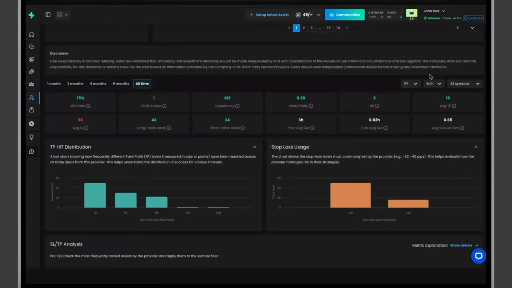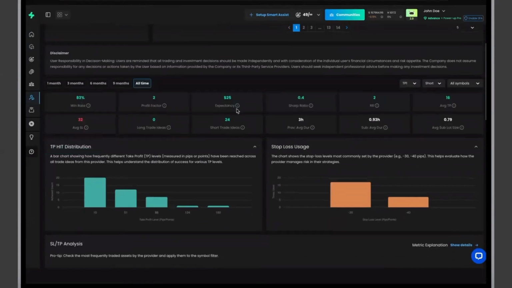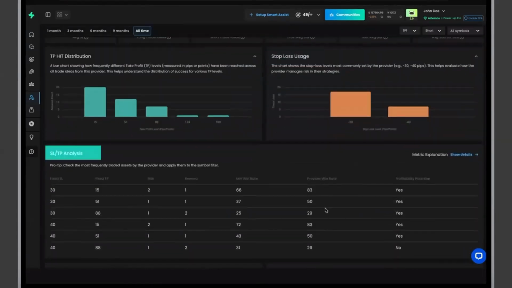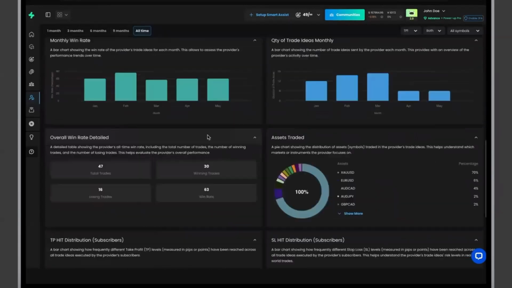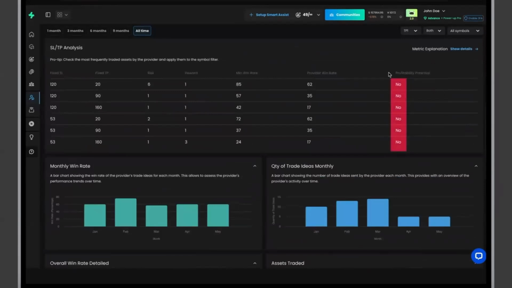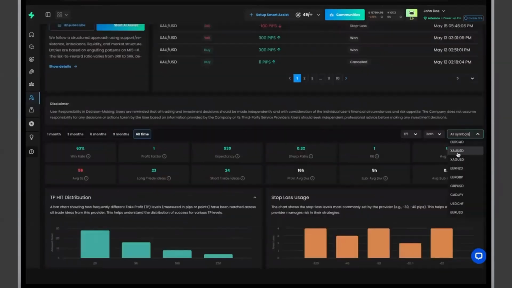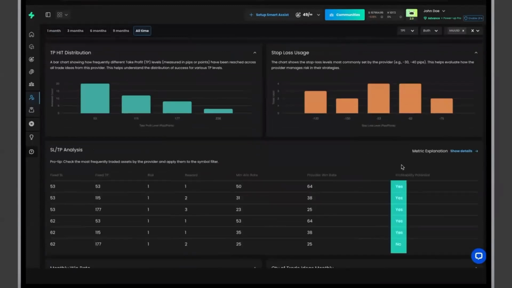When selecting trading sides, you can identify which performed better. Compare the first-line metrics, TP hit distribution, SL usage, and SL/TP analysis for both long and short sides. In this example, the provider shows a higher win rate for short trades. You can analyze further using the assets distribution. For instance, you'll notice that XAUUSD comprises the vast majority of trade ideas. Observe how performance changes after applying this filter.